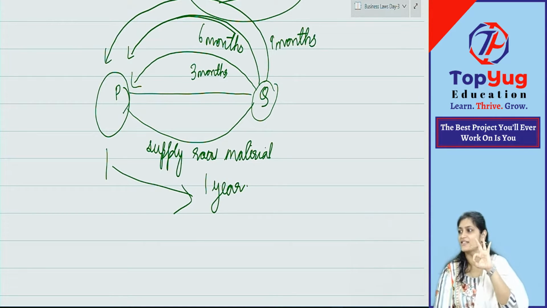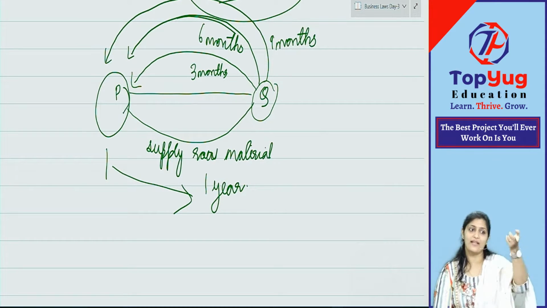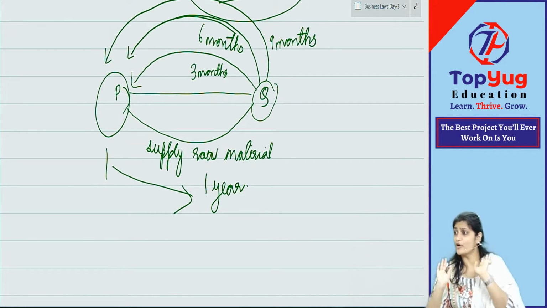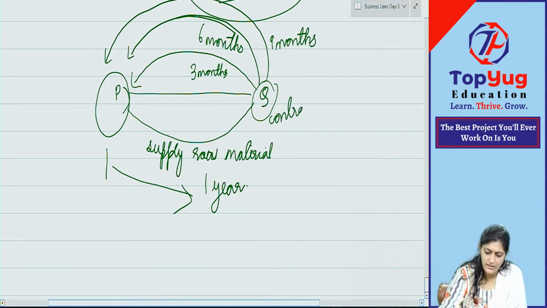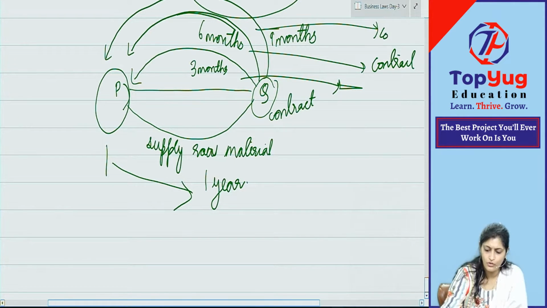Three contracts are coming into existence, but the offer is made only once. How many times can you accept within that one year? Any number of times. Any number of times you make an acceptance, what is happening? A new contract. This will become a new contract. Again, this will become a new contract.